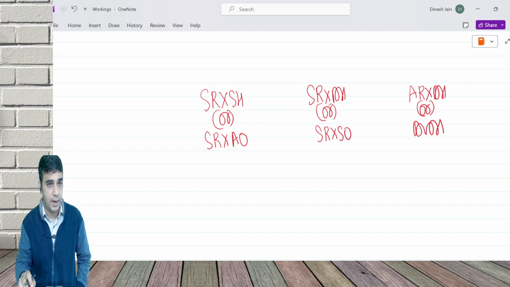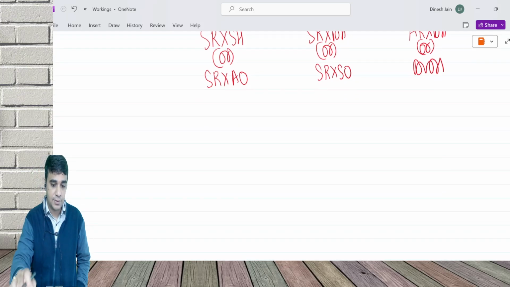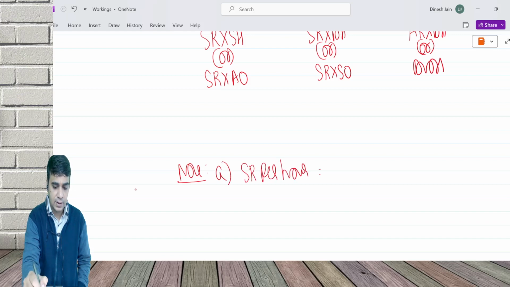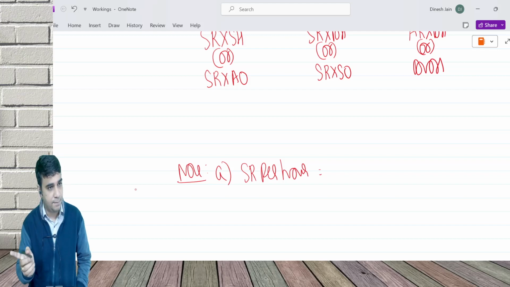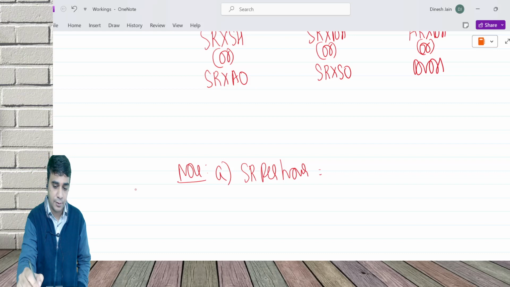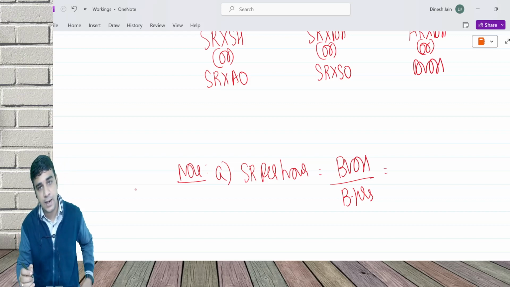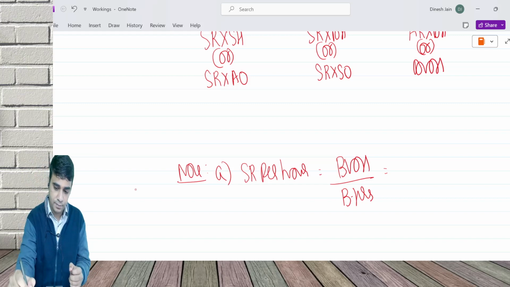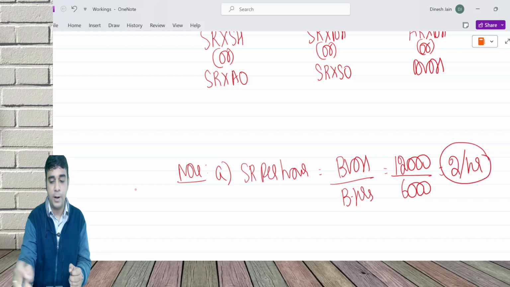Just to revise variable overhead again, leave some 3 lines gap. Note: SR per hour is equal to, listen, we'll be doing SR per hour for fixed overhead separately, variable overhead separately. SR per hour is equal to budgeted variable overhead by budgeted hours. Tell me from the question. 12,000, 2 per hour.